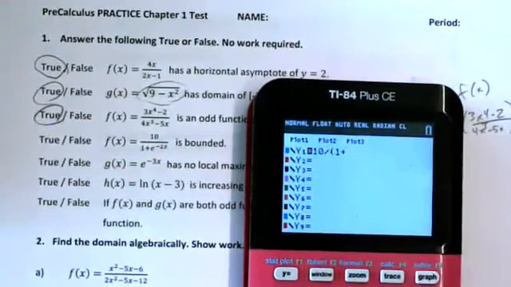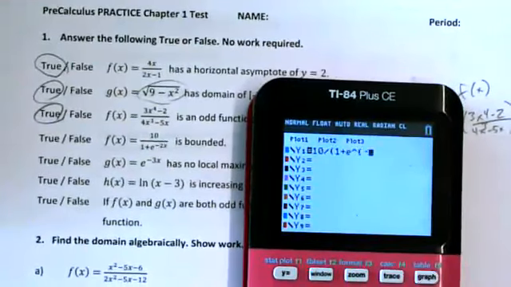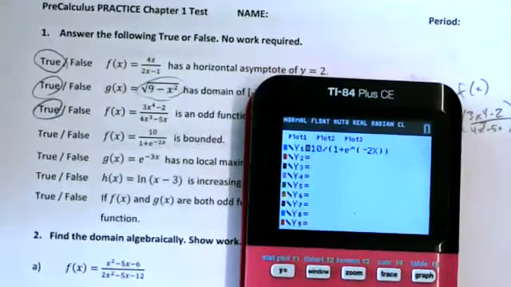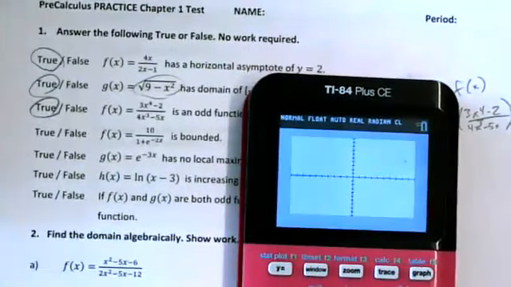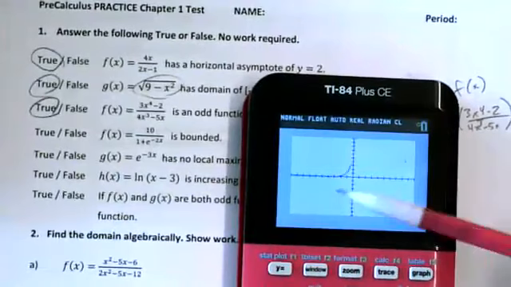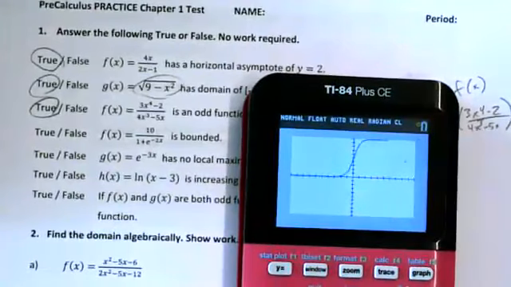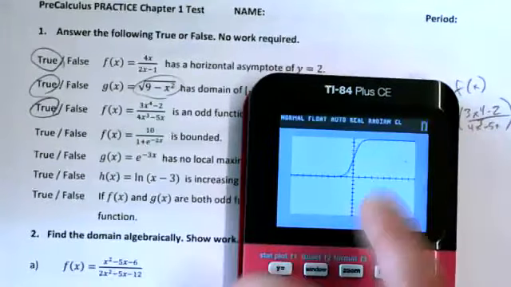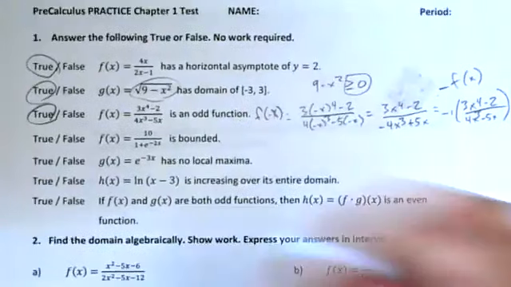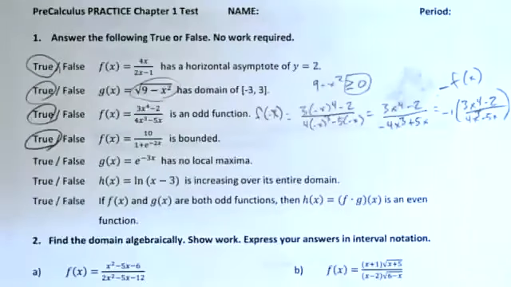But let me just confirm here. -2x. And I see my horizontal asymptote. I see another horizontal asymptote there at 10. So yeah, that's true. It's bounded above, bounded below, which means it's bounded.